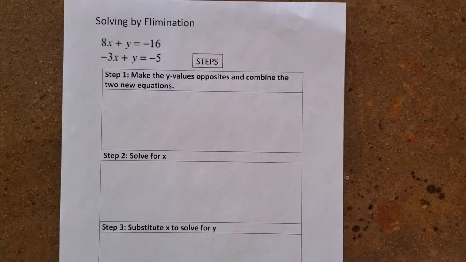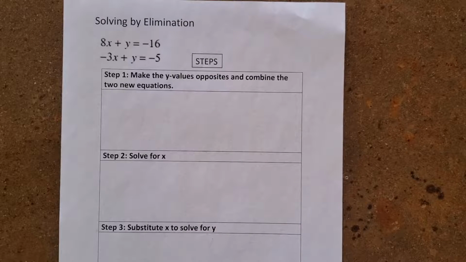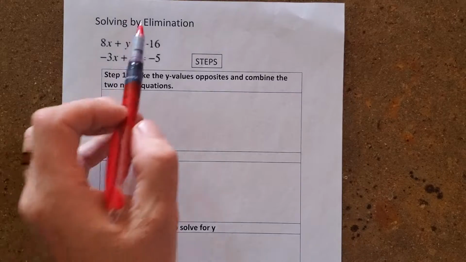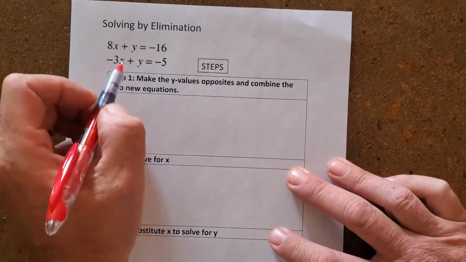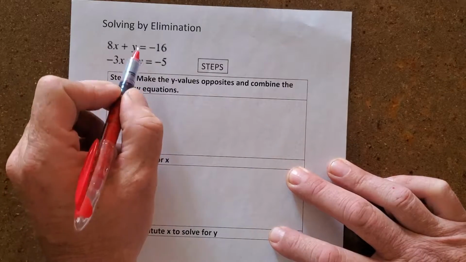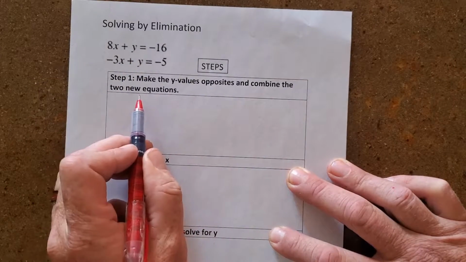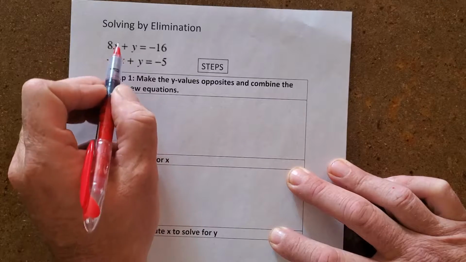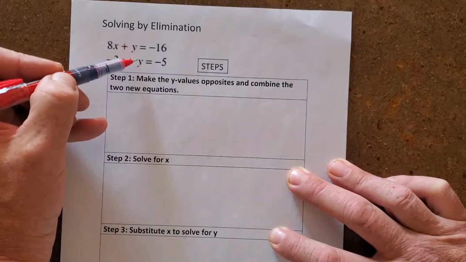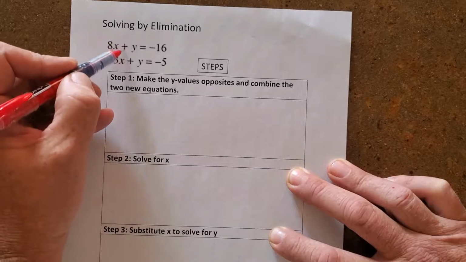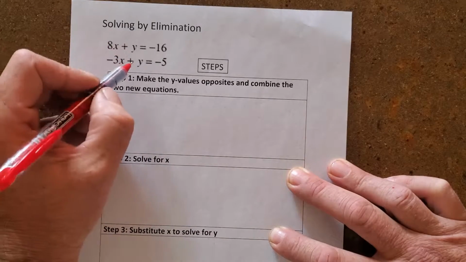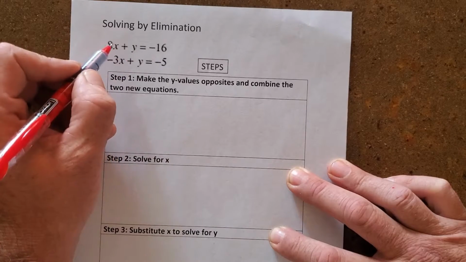Hello everybody. Today we're going to be talking about solving systems of linear equations by elimination. Now, elimination is the simple concept of trying to eliminate either your x values or your y values in your first steps. And for these two equations, you can see that the y values basically have exactly the same coefficient. However, because they are exactly the same, my goal is to make one of them the opposite of the other.